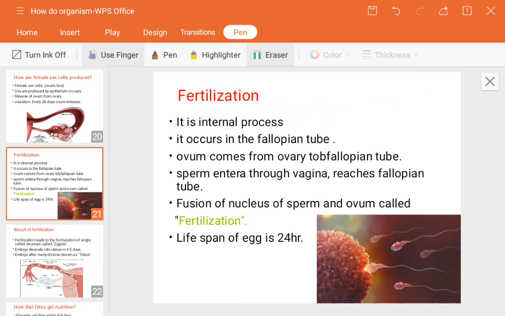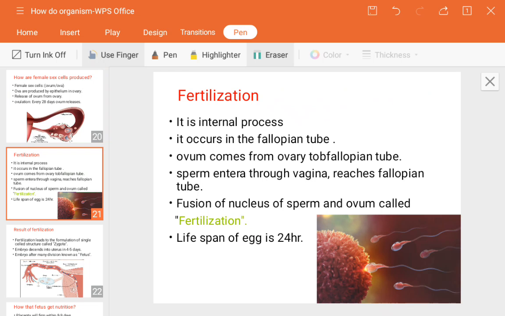Next, it is an internal process. It occurs in the fallopian tube. How, we will see in the next image. Next, the ovum comes from the ovary to the fallopian tube. Sperm enters the vagina and reaches the fallopian tube. Sperm enters inside the egg. It means the fusion of both sex cells takes place.